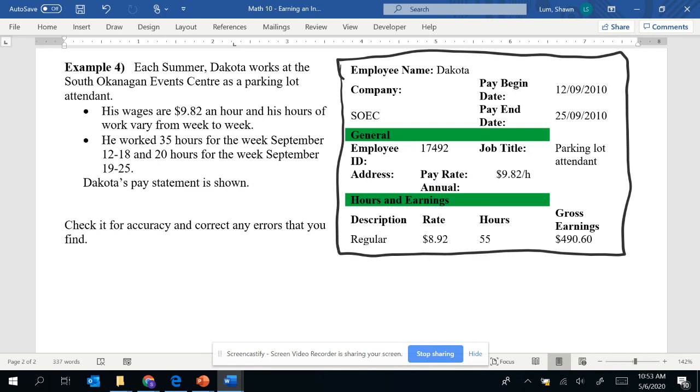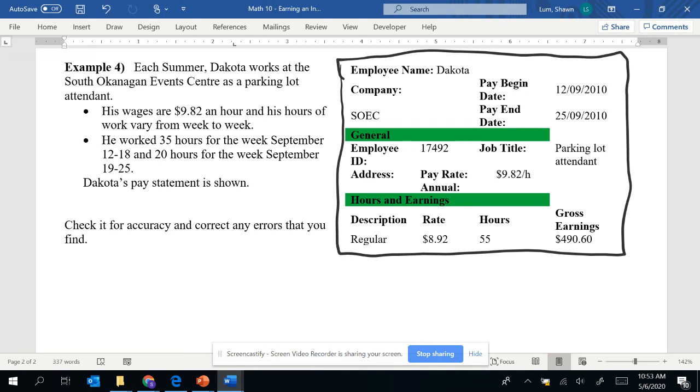it says each summer Dakota works at the South Okanagan Event Center as a parking lot attendant. His wages are $9.82 an hour, and his hours of work vary from week to week. He worked 35 hours for the week September 12th to 18th, and 20 hours for the week of September 19th to the 25th. Dakota's pay statement is shown.